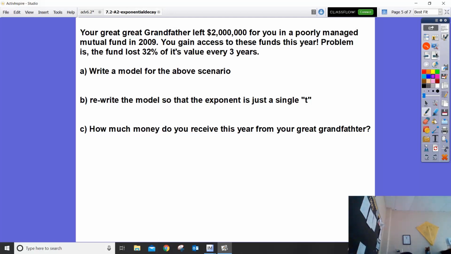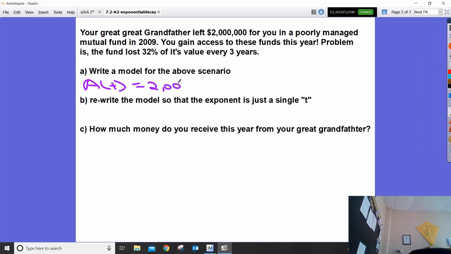All right. What's the initial amount? $2 million. Sounds nice, doesn't it? You're thinking, oh, I'm going to be rich. You're still going to have some money. We don't say 1 plus, we say 1 minus.